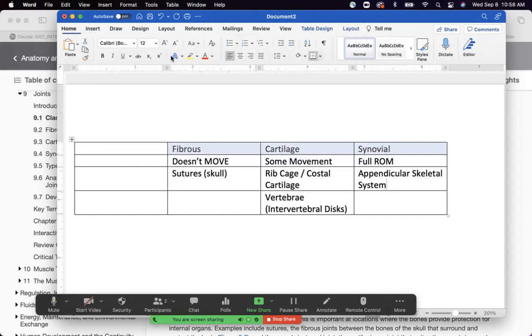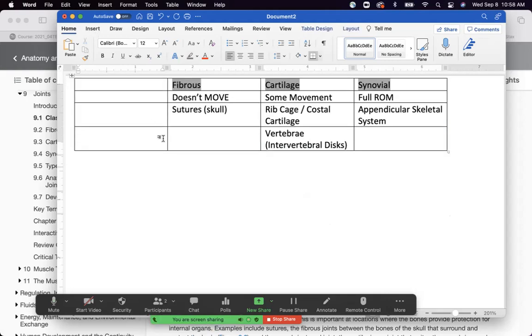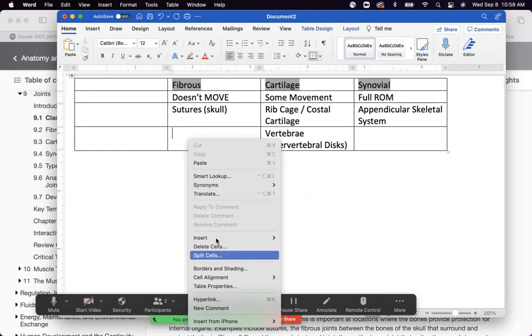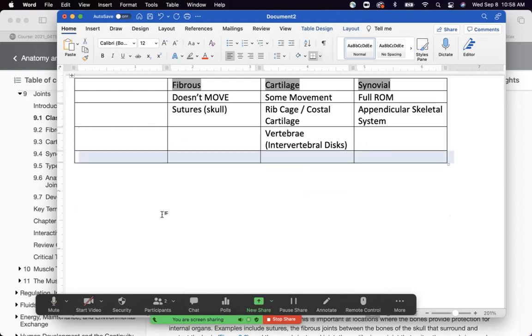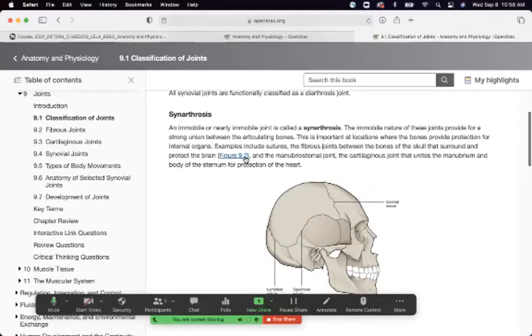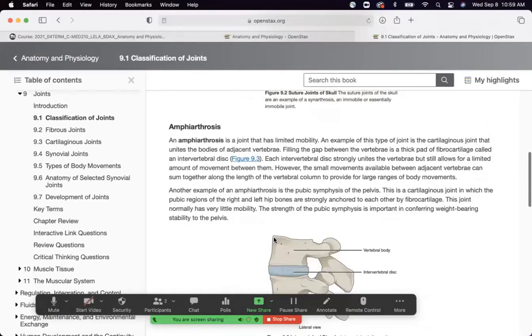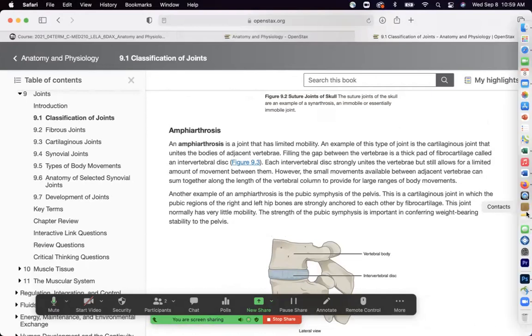Now, what's so special? Let me add one more row below. So when we're looking at this, there's also these terms that you'll see on exams: synarthrosis, amphiarthrosis, and diarthrosis. So let's look at our chart.